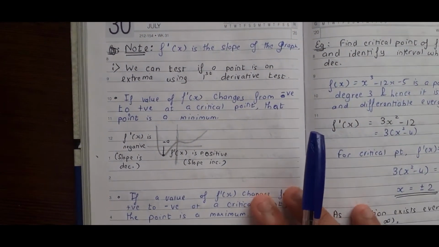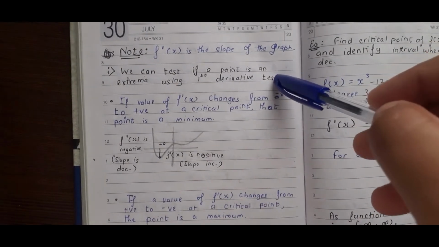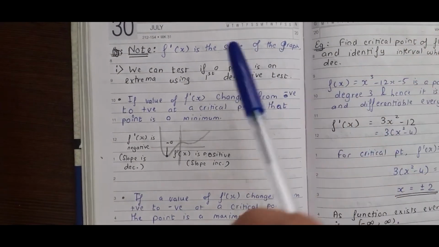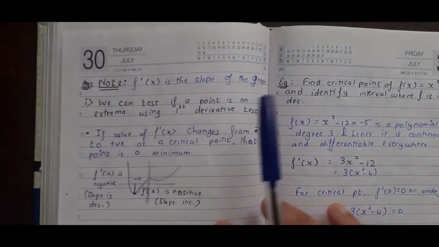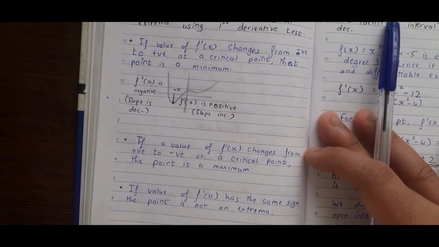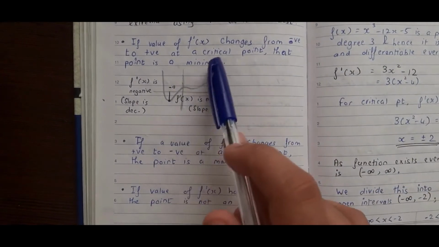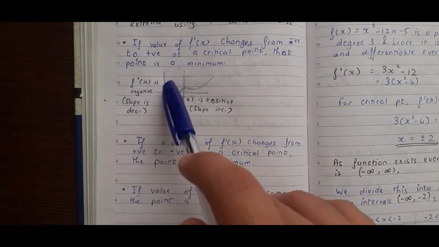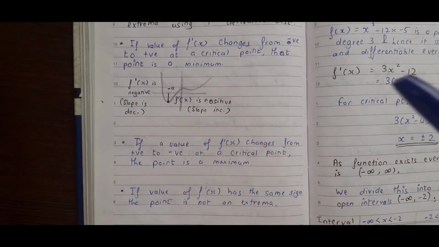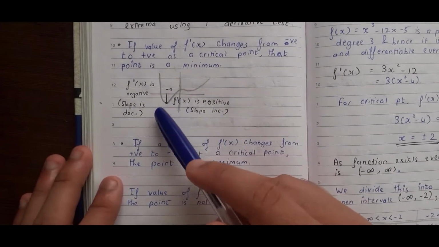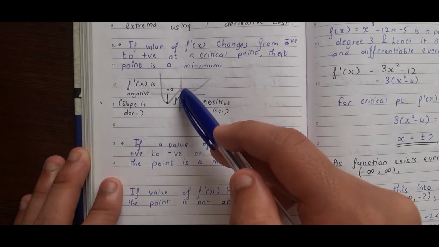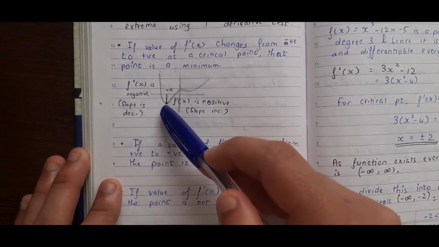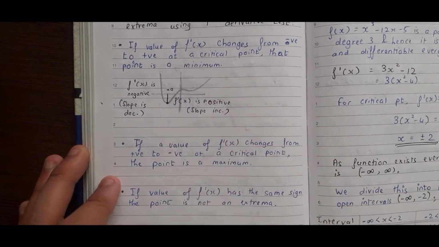Now we can test if a point is an extrema, so it can be either a maximum or a minimum, using the first derivative test. This property of monotonicity we can use to find the extrema. So if the value of f dash of x changes from negative to positive at a critical point, so at a critical point, we'll check before the critical point if it's negative, and after the critical point if it's positive, the value of f dash of x, that means that critical point represents a minimum.